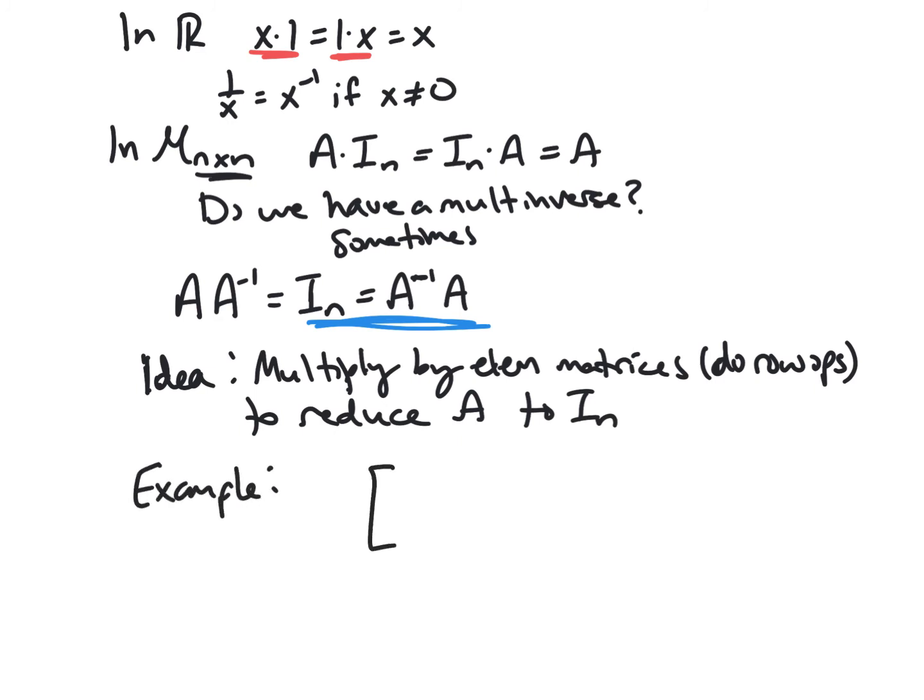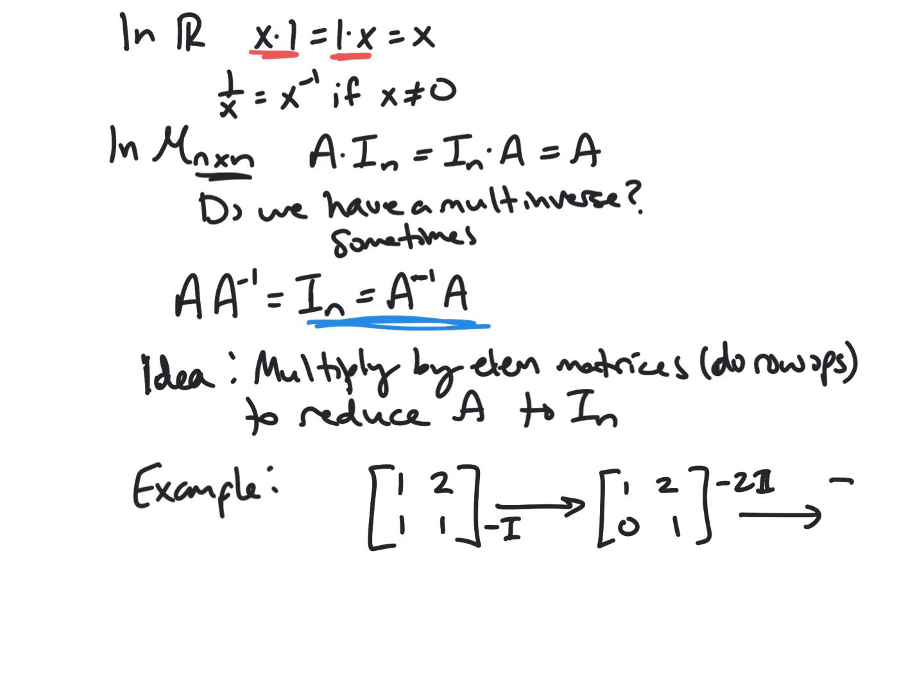So if I have 1, 2, 1, 1, and I'm going to row reduce this to the identity, what would I do? I would first probably just subtract row 1 from row 2, right? I'm going to get 1, 2, 0, 1. And then I'm almost there. Then I need to subtract 2 times row 2 from row 1. And then I get to the identity, right?